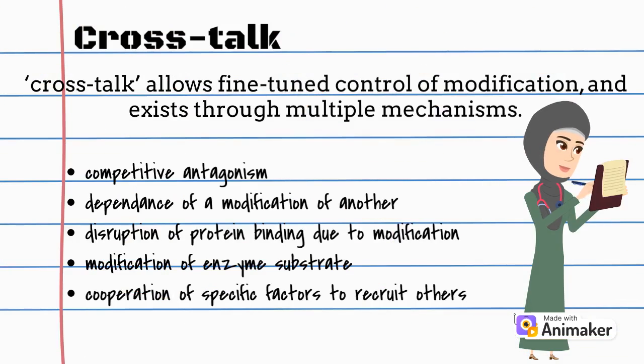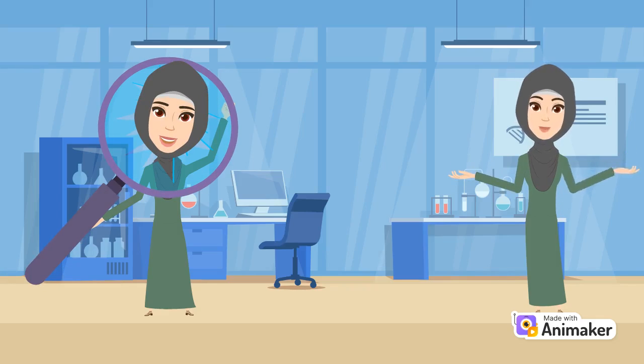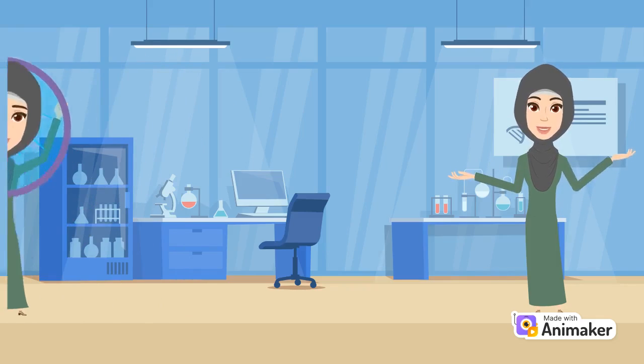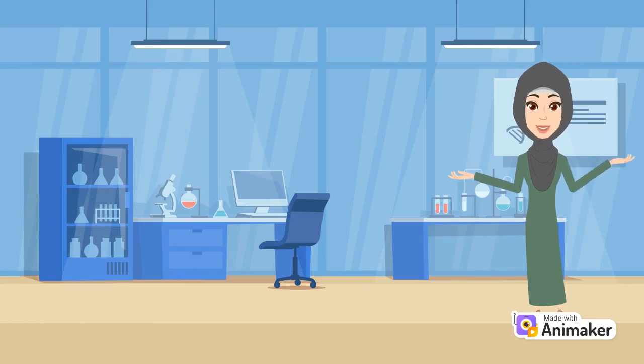Because of the large number of possible modifications, there's a regulation system in place that keeps everything running smoothly. In addition to this, however, is crosstalk, which allows for fine-tuned control of modification and exists through multiple mechanisms. Modifications play a role in many aspects of a person's life, such as diet, atopy, and inheritance. In modern-day studies, understanding what each modification does allows for the possibility to create new epigenome-based treatments. The possibilities are truly limitless.